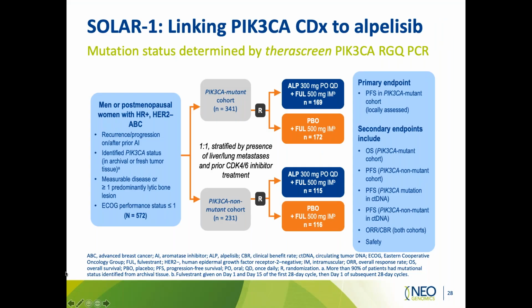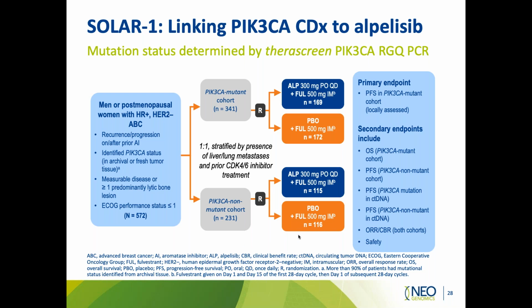So what the drug company did is they took a large group of men or postmenopausal women who had hormone receptor positive, HER2 negative, advanced breast cancer. They looked at almost 600 cases, and the qualifications for the study were that they had to have recurred or progressed on or after aromatase inhibitor therapy. They had to have a specimen available to identify the PIK3CA status. They had to have measurable disease, and they had to have relatively good performance status.